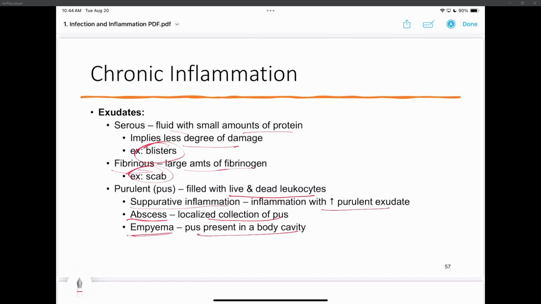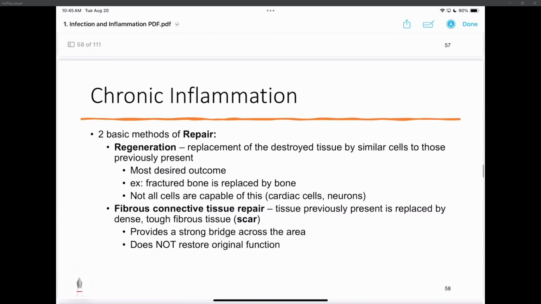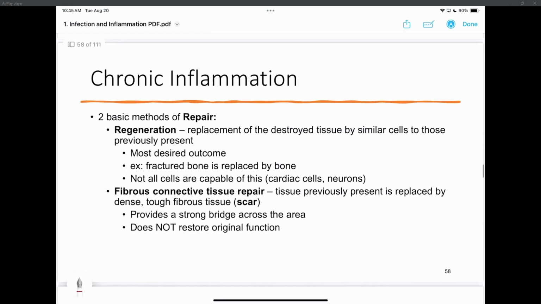Okay, so like in the lungs, you could have an empyema of the lungs. It's just a collection of pus. So these are different forms of exudates that you may see as you go through CMS and other things. So like I said before, with chronic inflammation, there's two things that can happen to that tissue. It can regenerate and go back to normal, or it doesn't and it just becomes dead tissue and it scars.